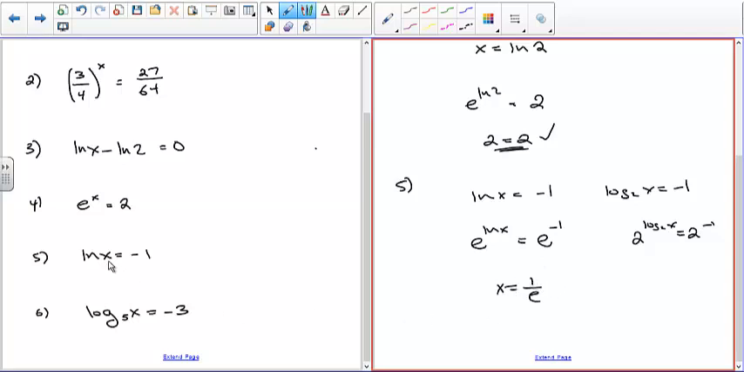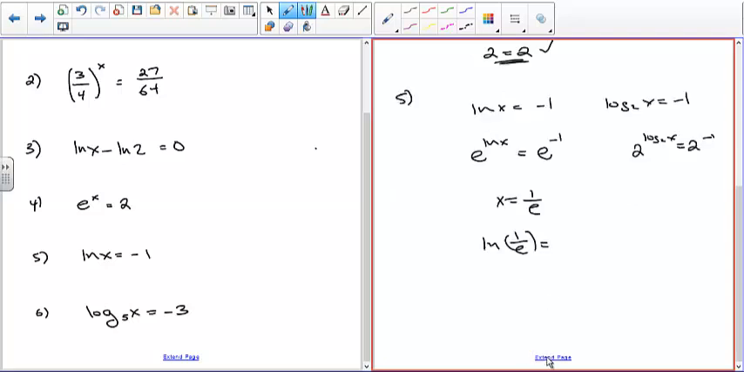Again, you can plug that back in. If you did the natural log of 1 over e, and you plug that in your calculator, the natural log of 1 divided by e, you get negative 1. So the right-hand side is negative 1. If you evaluate this, you get negative 1 equals negative 1, and so you know you've solved the problem correctly.